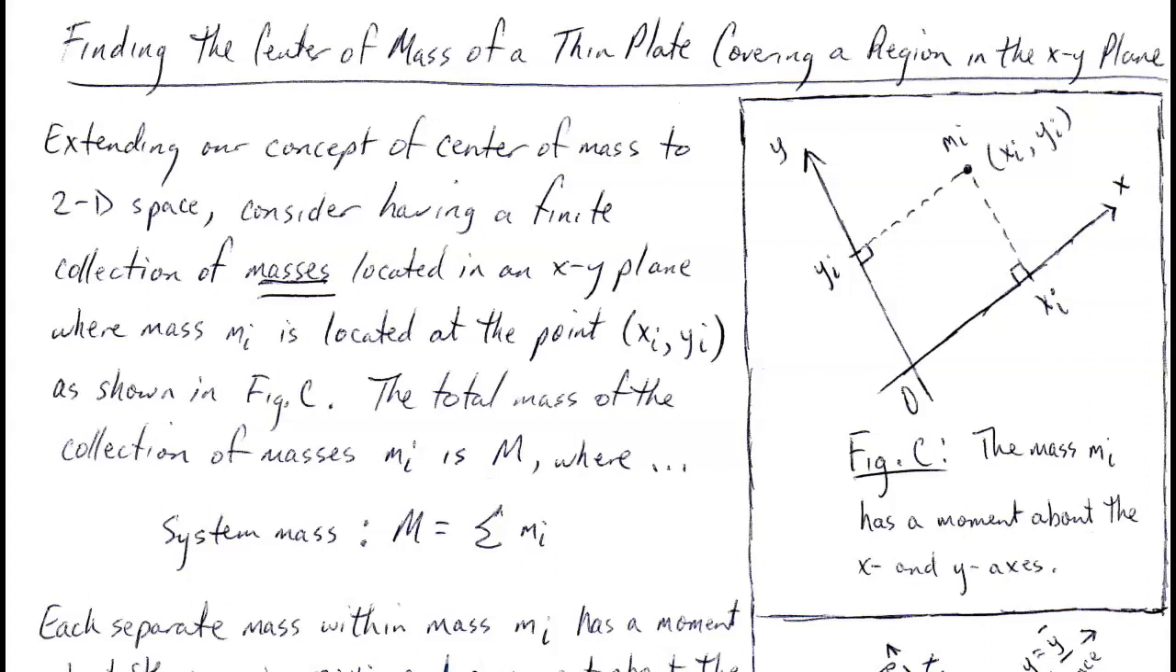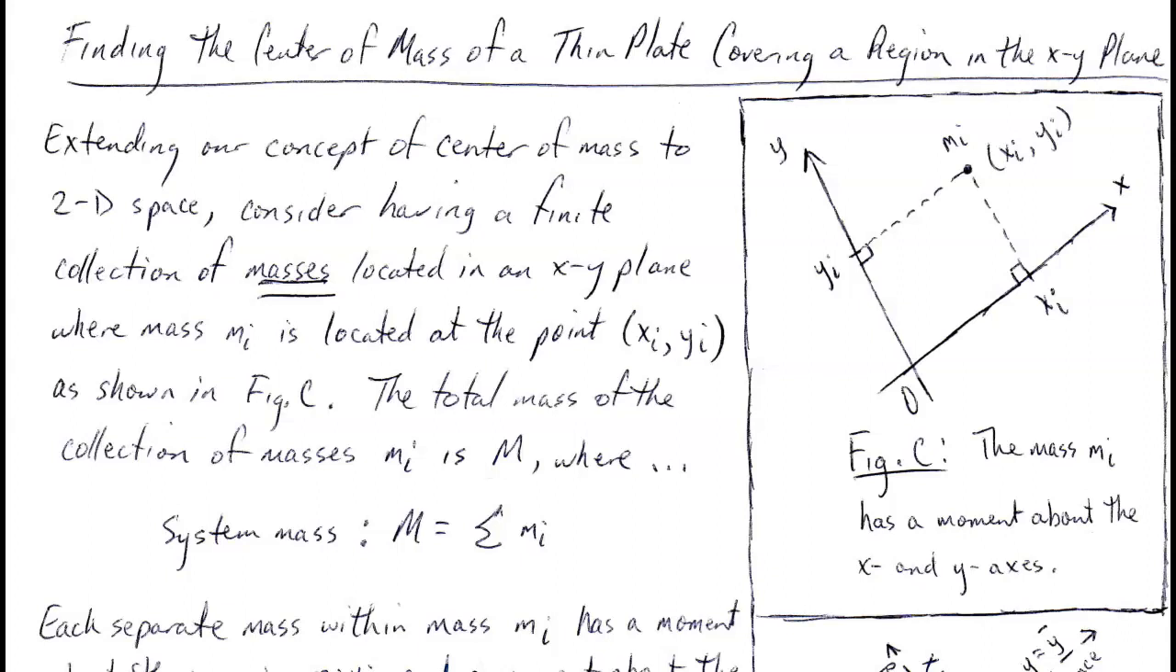Now we're going to look at a two-dimensional figure, a thin plate, and study the moments acting upon it, both about the x-axis and the y-axis. From there we're going to leverage what we know about the one-dimensional figure, its formula for the system mass and the formula for the center of mass, to come up with formulas for the center of mass for a two-dimensional figure.